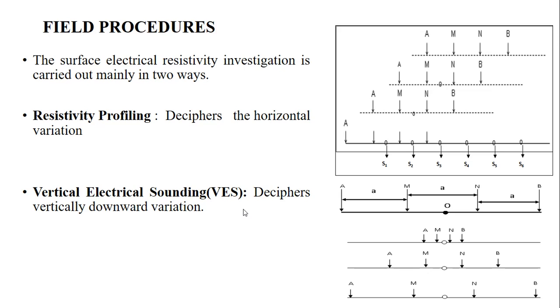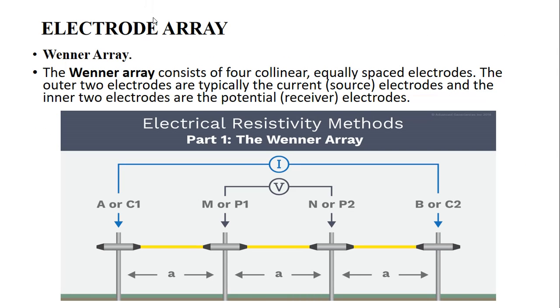Resistivity profiling deciphers the horizontal variation, so you can know the areal extent of the aquifer, whereas vertical electrical sounding, or VES, deciphers the variation downward. How much depth an aquifer is at is determined by vertical electrical sounding.